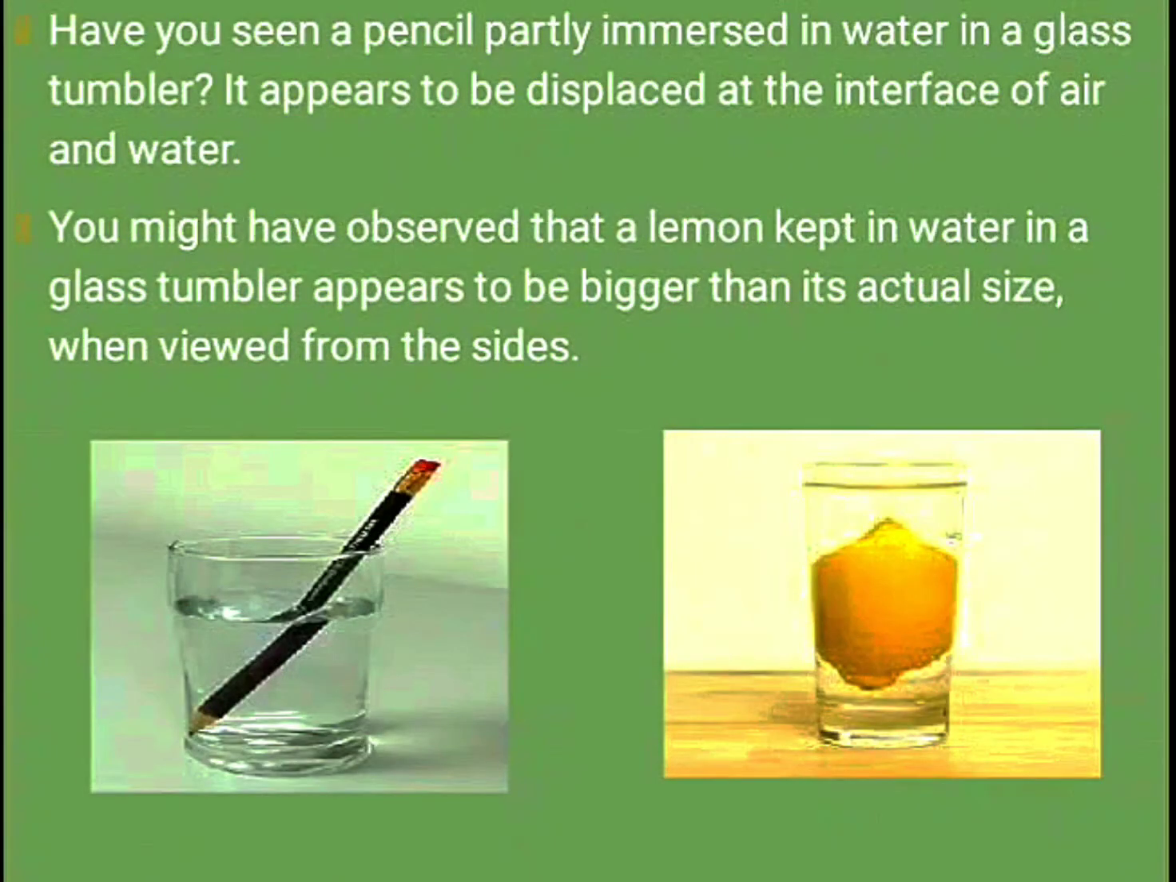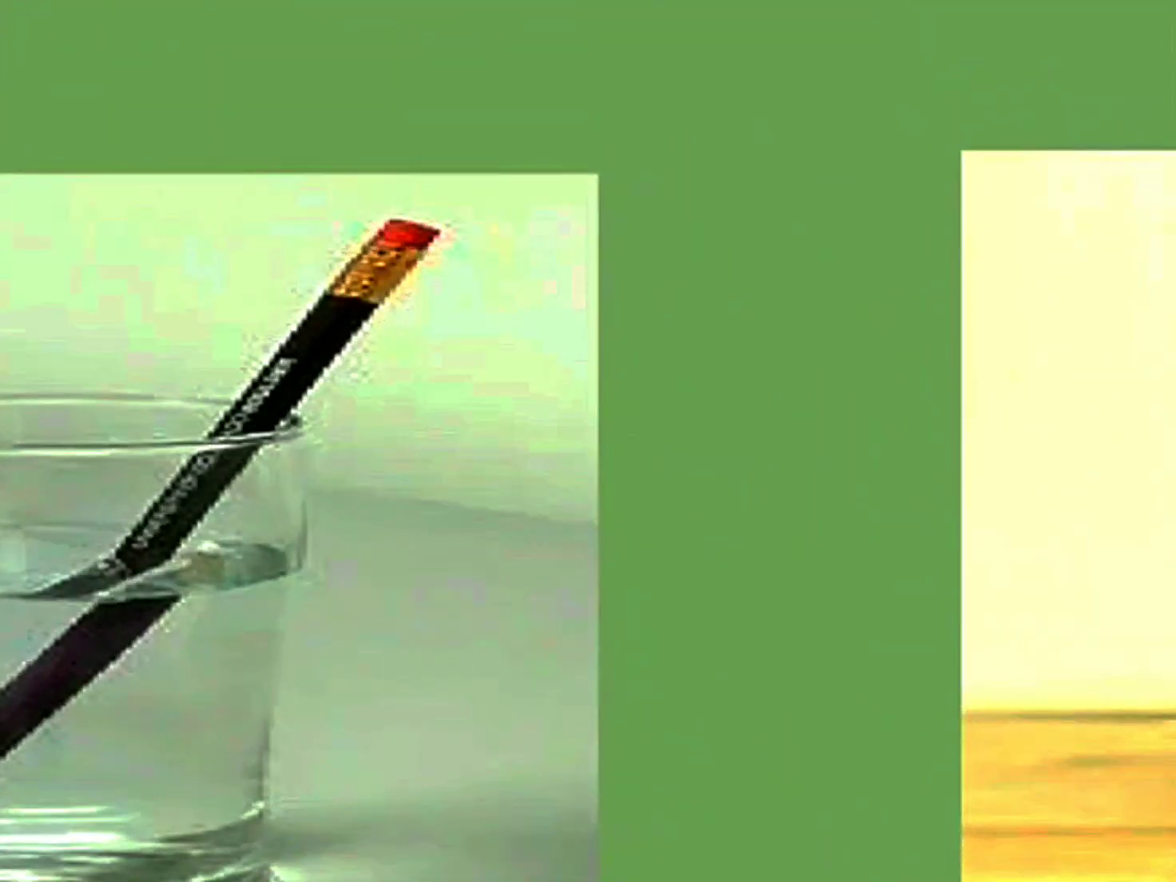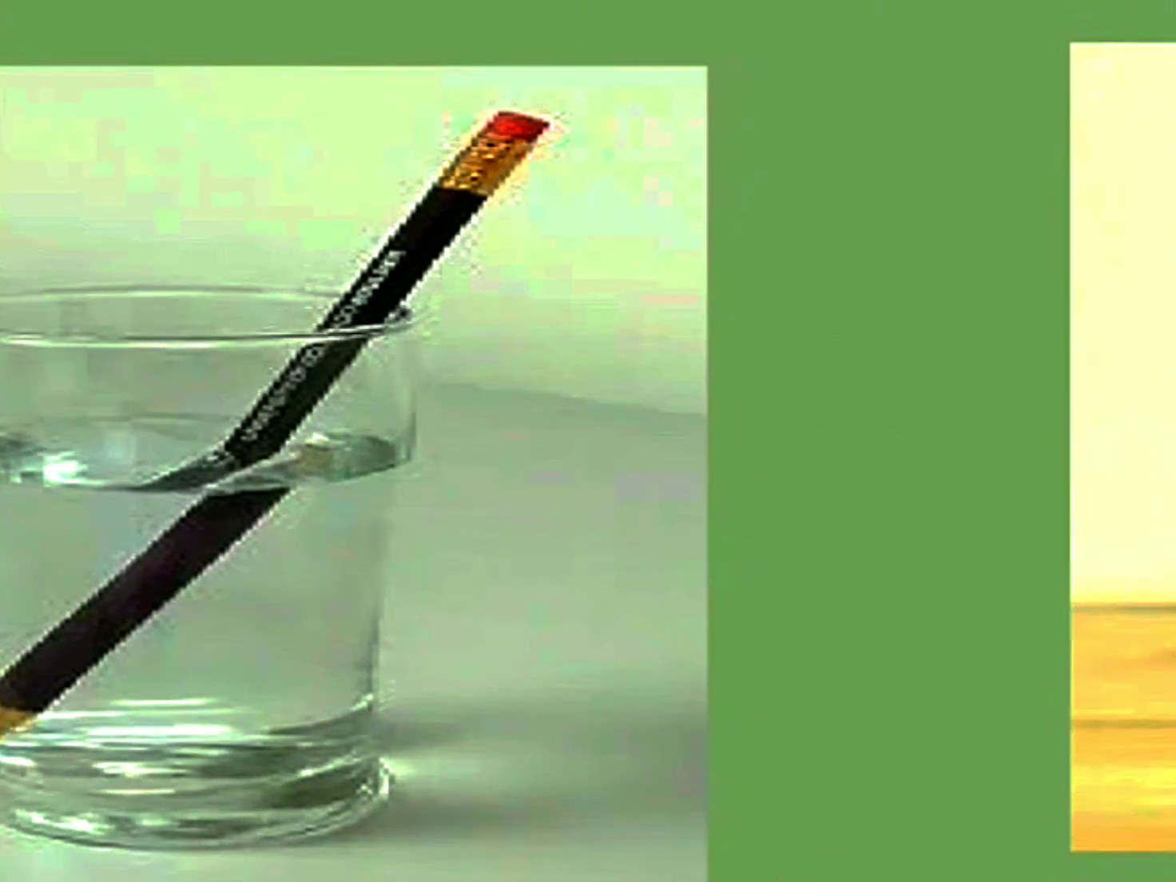In the same way, we can take one more example. Have you seen a pencil partly immersed in water in a glass tumbler? It appears to be displaced at the interface of air and water. So in air, the pencil appears to be straight, but inside water, it appears to be bent. The interface separating air and water shows the bending of the pencil image, as if it is broken.